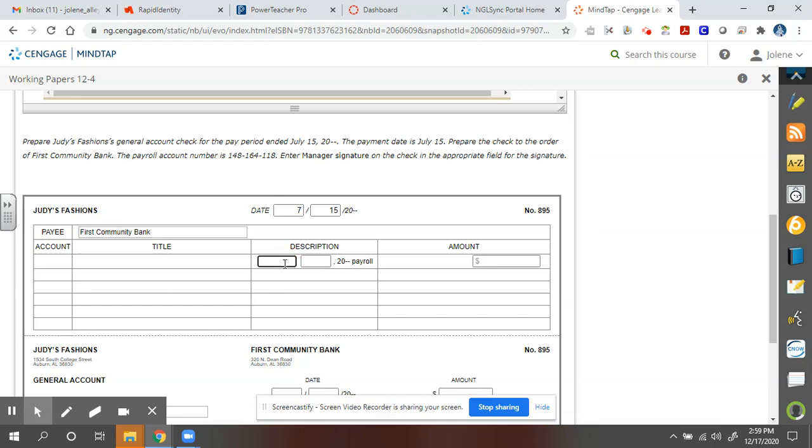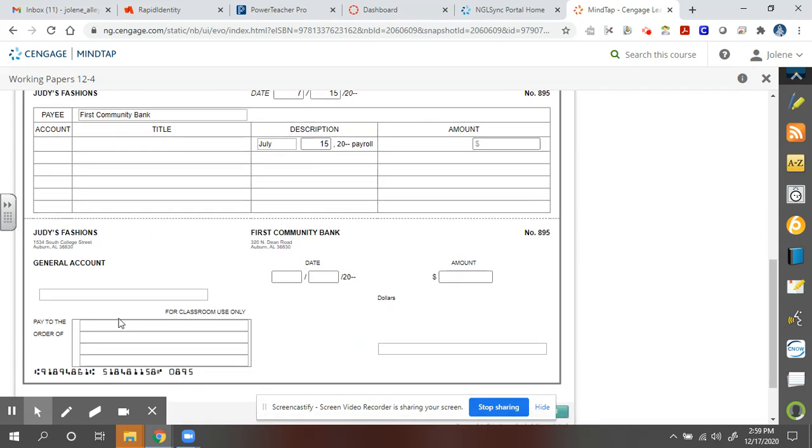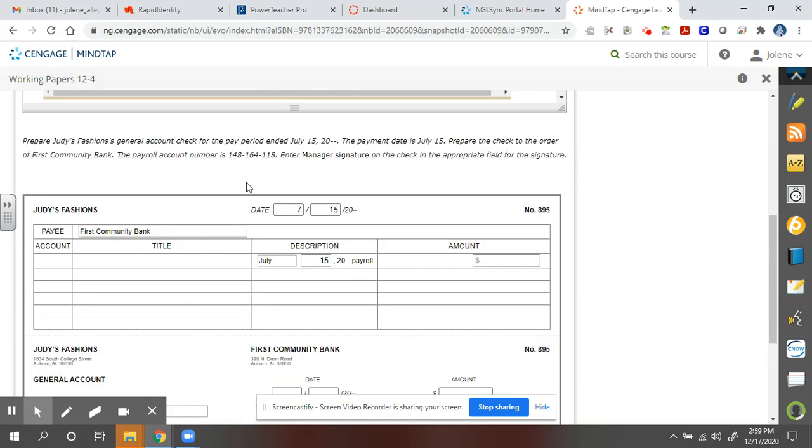So this is July 15 payroll. That's why we're writing this check. They're moving this money from the general account of the business. Judy's Fashions has a general account that all their money goes into. And when it's time to do payroll, they switch it over to the payroll account so they can keep track of how much payroll they are actually spending.